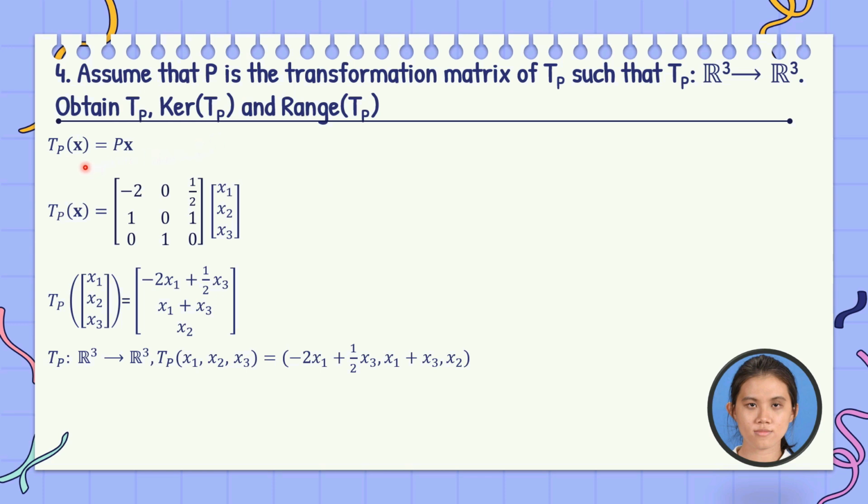We know that the formula of TP(x) equals Px is formed, and every vector x must be in R cubed. Then we substitute x1, x2, and x3 as vector x and matrix P. By multiplying P with vector x together, we can obtain TP, in which TP is negative 2x1 plus 1 over 2x3, x1 plus x3, and x2. Then we write TP in a proper way, in which TP equals negative 2x1 plus 1 over 2x3, x1 plus x3, and x2.